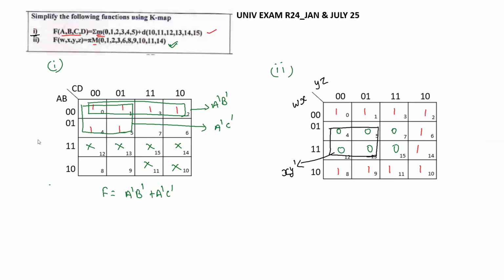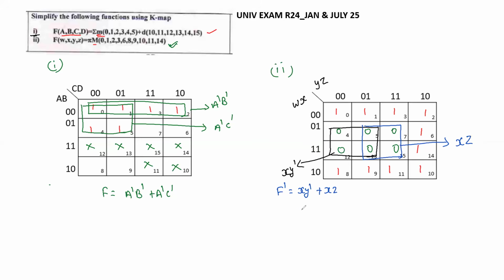And one more quad is this one. What is the value? Again here row-wise common is X and column-wise common is Z. So finally this will be F dash equal to XY dash plus XZ.